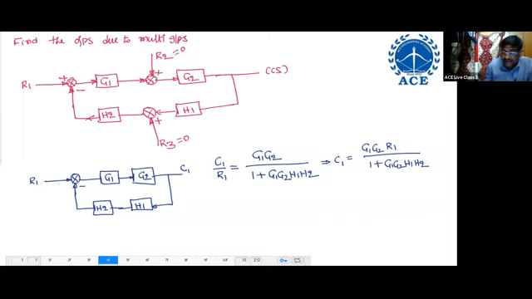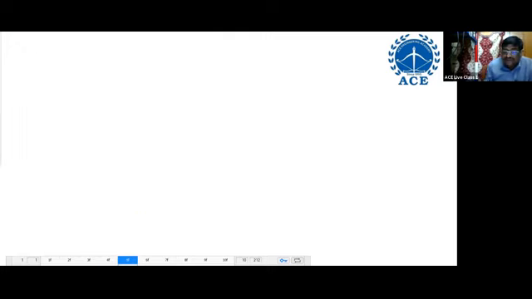Similarly, write C2 by R2. For example, consider input as R2. If you consider input as R2, consider output is C2. Then what? R1 we can make it 0. Now R1 make it 0. Consider as R2. How does the block diagram look? This is the input, this is the output. This total becomes the feedback path. R2 is an input. Here summing point.